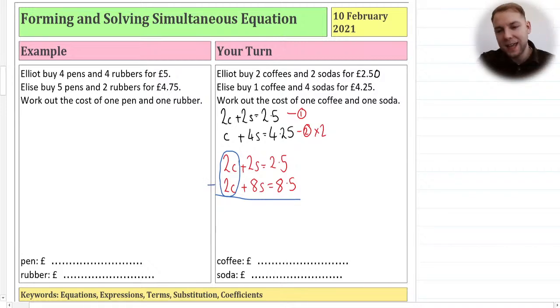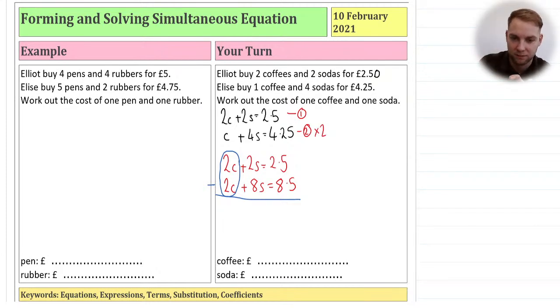Now, the problem I get there is you do end up with a negative coefficient. Remember, the coefficient means the number in front of the S. You do end up with a negative coefficient for the sodas, and you also end up with negative money. Don't worry too much about that. When you divide a negative by a negative, it makes it positive. The better way to do this would potentially be to have the bigger amount, the £8.50, on top. However, you can do it without doing that, okay?